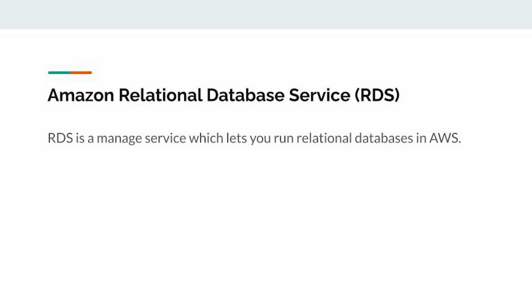Amazon Aurora is an Amazon database which is compatible with MySQL and PostgreSQL. Amazon Aurora is 5 times faster than MySQL.